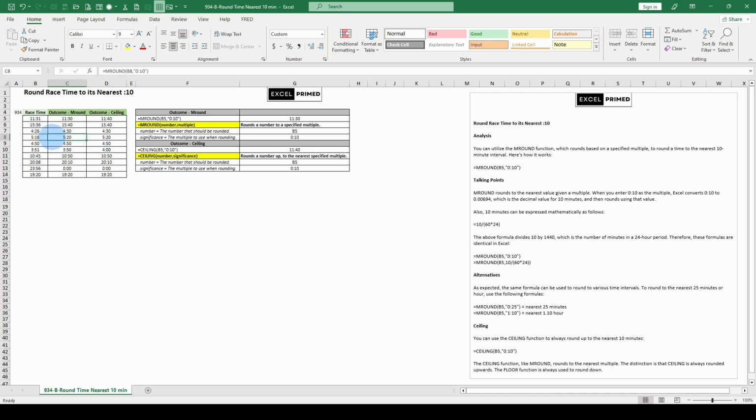516 should go to 520. This goes to 520. 426, they match. 1536, they match. 31, you can see where that threshold is. Okay, anyway, a quick look at MROUND and a quick look at ceiling.